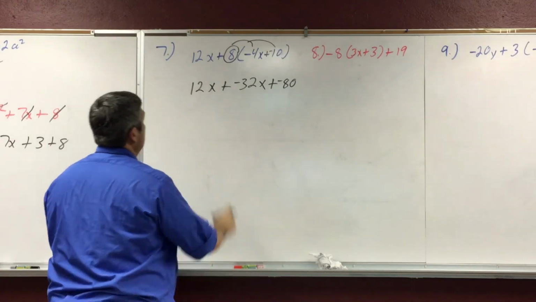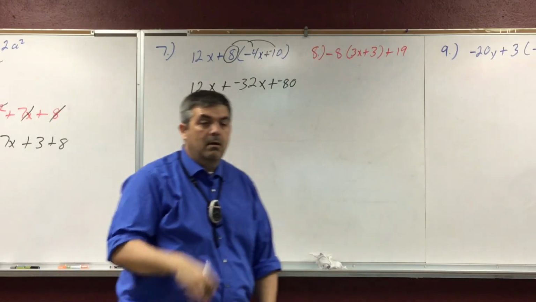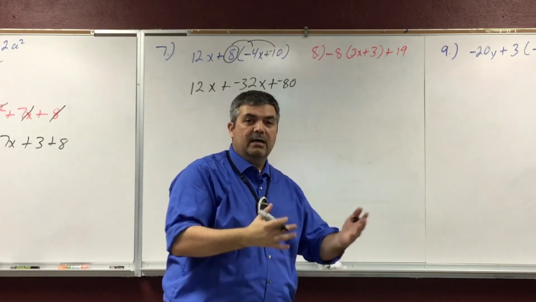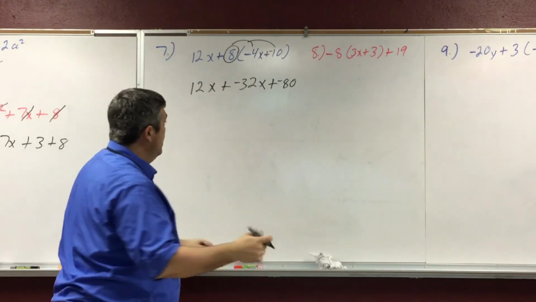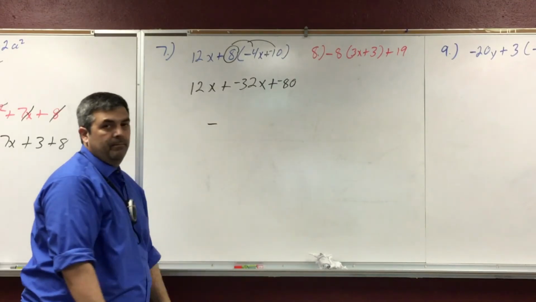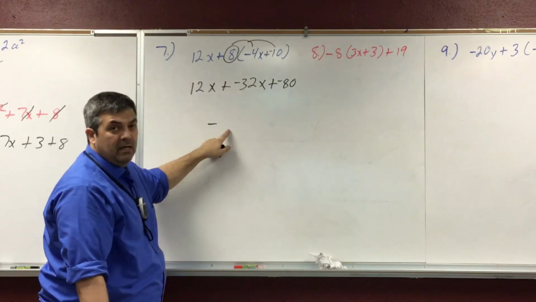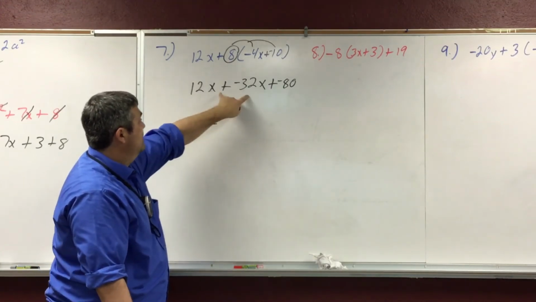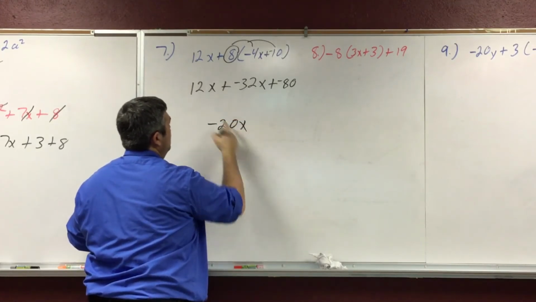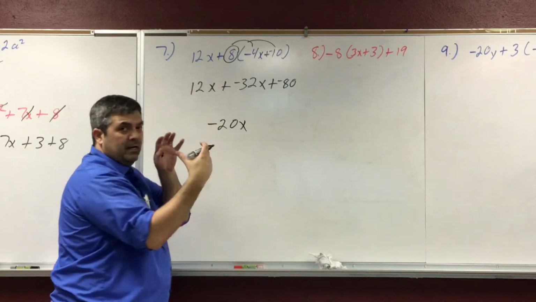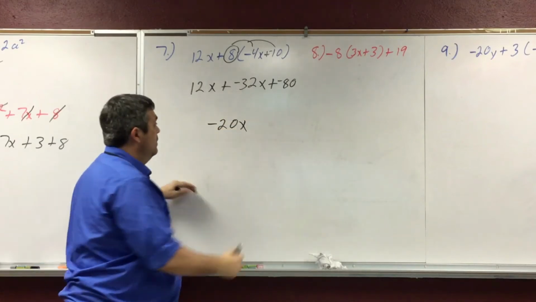So now I've got this 12x plus negative 32x. Well, sign rules: positive plus a negative, subtract, keep the sign of the bigger number. So I know right up front, it's negative. Positive, negative. This is bigger than this, so it's going to be negative. So now all you got to do is subtract these two. 32 minus 12 gives me 20, and then I bring down my variable, my x, because that's combining of the like terms. So now I got negative 20x, but I'm not done because I still have another part up there.